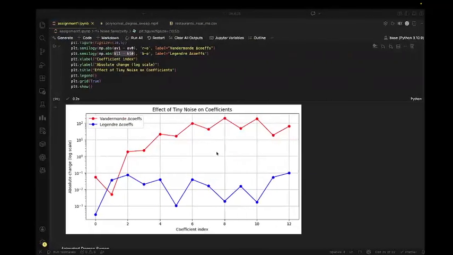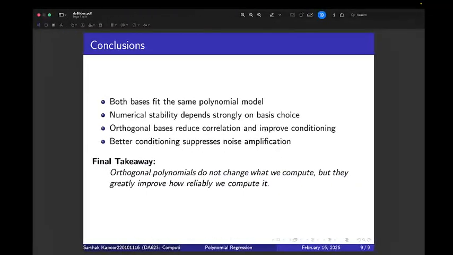Concluding, I would like to say that both bases will fit the polynomial model, no doubt, but the numerical stability and the noise sensitivity depend upon the basis choice. Legendre is orthogonal, so for it phi transpose phi will be almost a diagonal matrix, because the columns of phi are orthogonal to each other, meaning the dot product is 0. So forming phi transpose phi is more numerically stable. It is an almost diagonal matrix, and has better sensitivity to noise. Orthogonal bases reduce the correlation, and better conditioning suppresses the noise amplification.